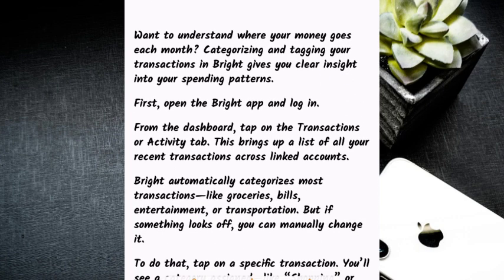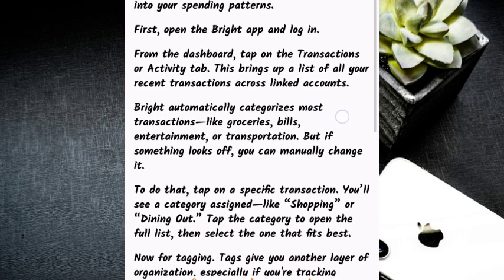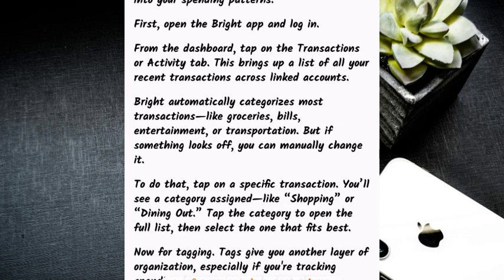Bright automatically categorizes most transactions like groceries, bills, and entertainment or transportation. But if something looks off, you can manually change it. To do that, all you've got to do is tap on a specific transaction. You're going to see a category assigned like shopping or dining out. Just tap the category to open the full list and then select the one that best fits.